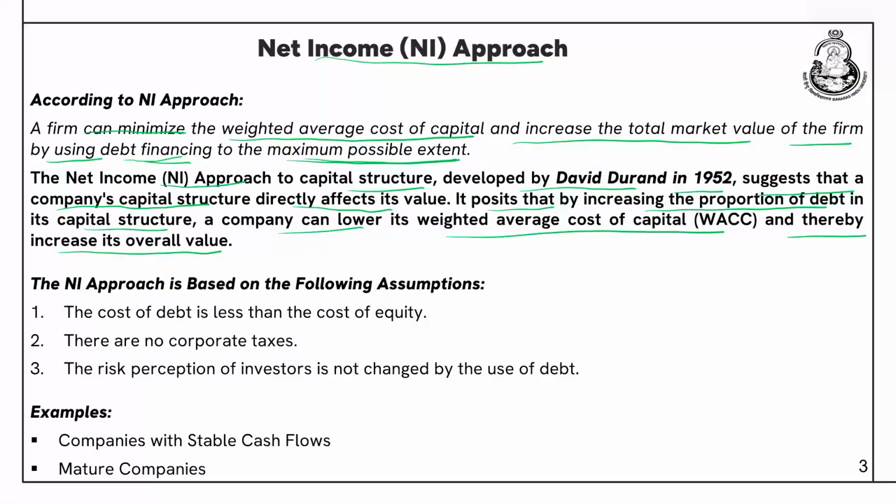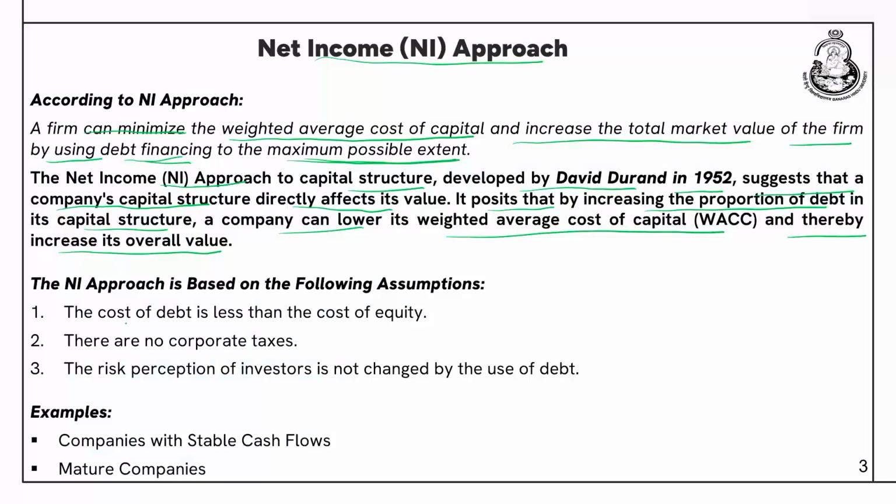Now, the line of argument behind this is, as the proportion of debt in the capital structure of a company increases, the proportion of the cheaper source of fund increases, and because the proportion of the cheaper fund increases in the capital structure, the overall cost of capital goes down and the market value of the firm goes up, right. Now, there are certain assumptions. The NI approach is based on the following assumptions. So, what are these assumptions? The theories in economics and finance are based on a certain set of assumptions. These are restrictive, and under these assumptions, these particular theories hold, right.